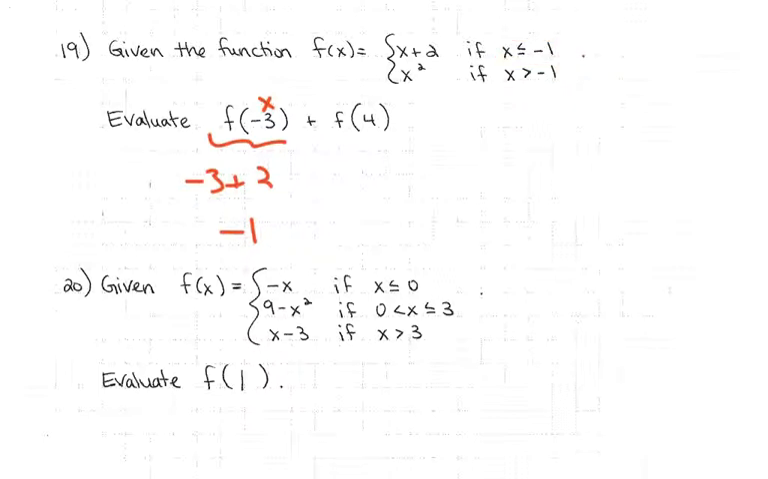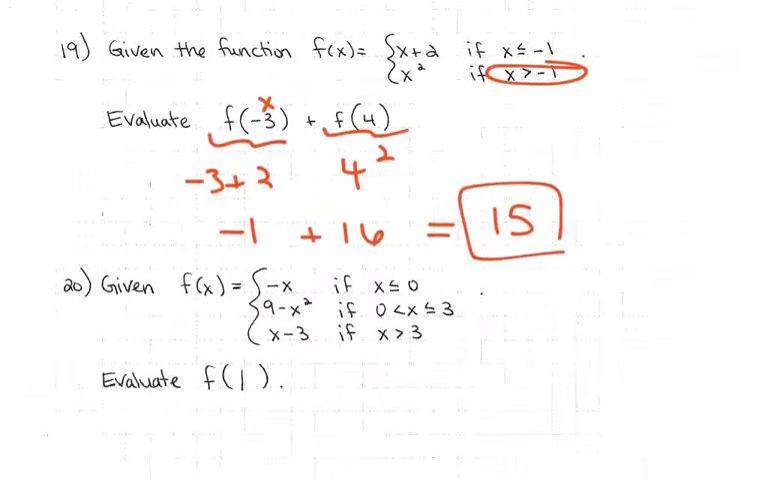The second function, f of 4, which of those two equations can I plug 4 into? Well, the only one where 4 can be plugged into is the second one, because that's the one where the x values have to be bigger than negative 1. So I'm going to plug it into x squared. So 4 squared is 16, and negative 1 plus 16 is 15. When evaluating these piecewise functions, you have to ask yourself, which function will this domain fall into? That's the equation you'll plug into.